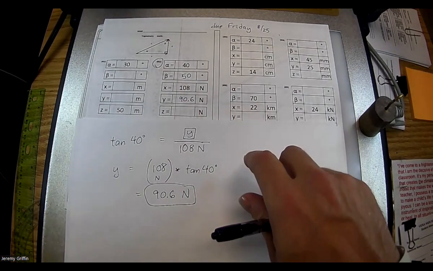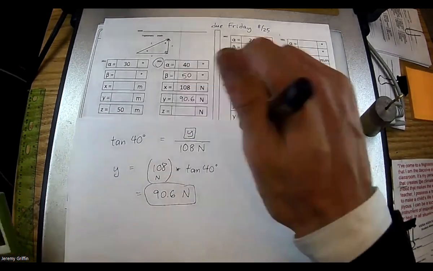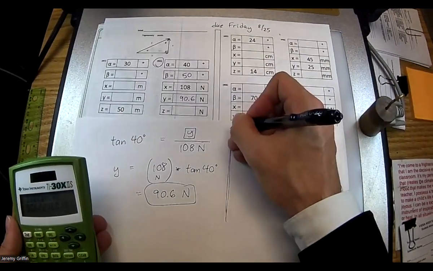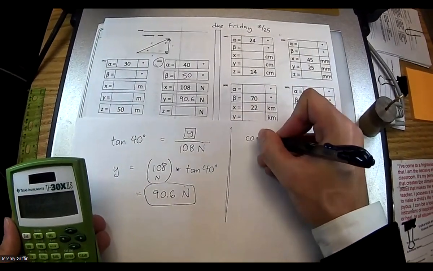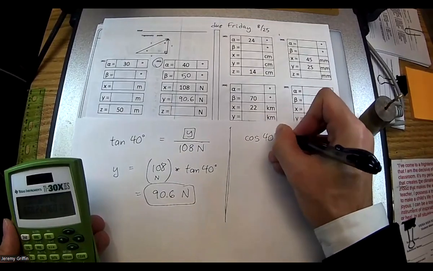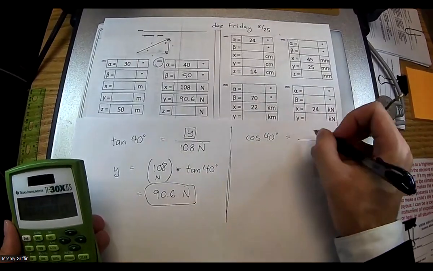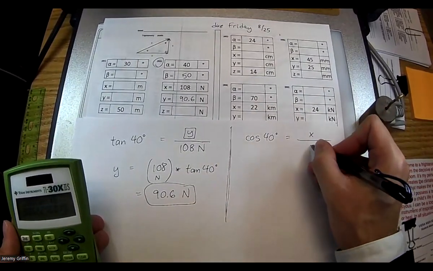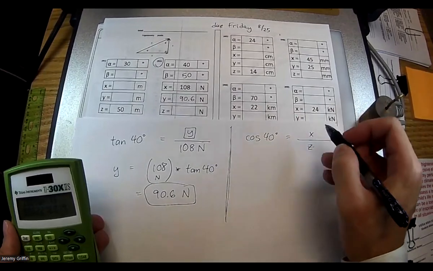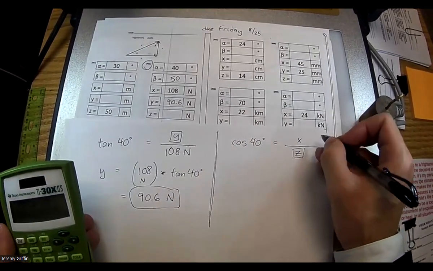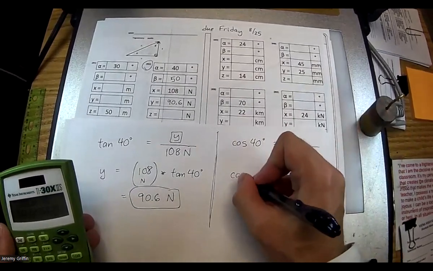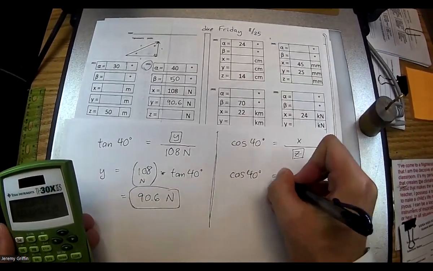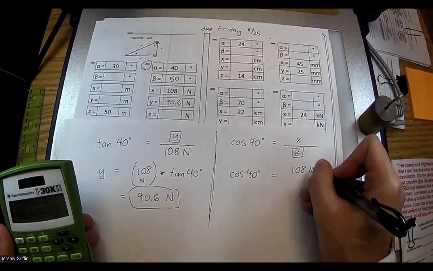Okay, here's something about a cosine. Yeah, let's do it. I have to go back and solve it from scratch again. Cosine of 40 degrees is, what would that be? X divided by z. But we have x, right? X was 108 newtons. Let me rewrite that. Cosine of 40 degrees is 108 newtons divided by z.